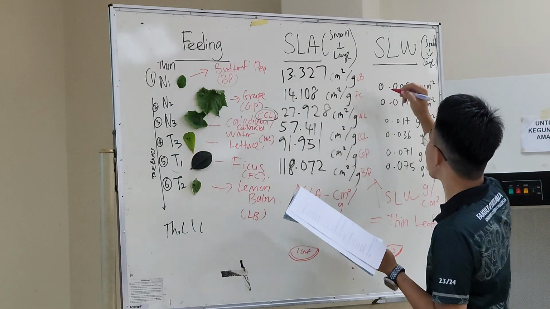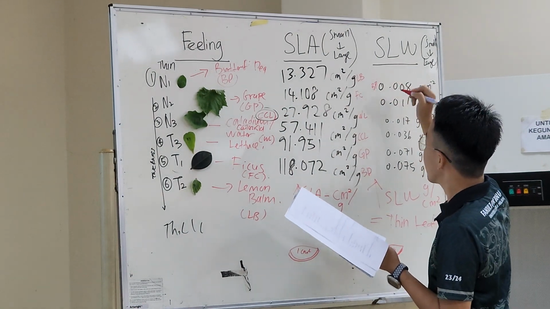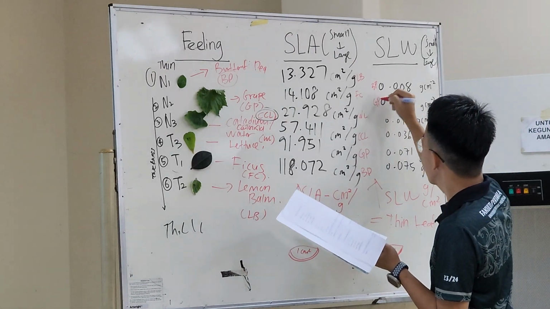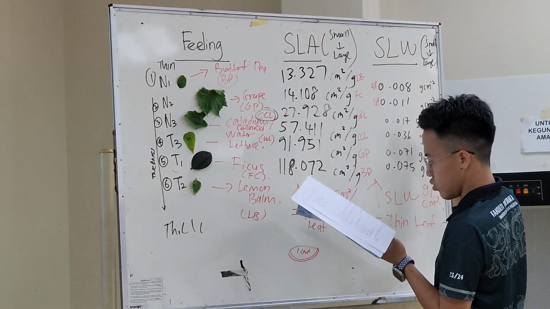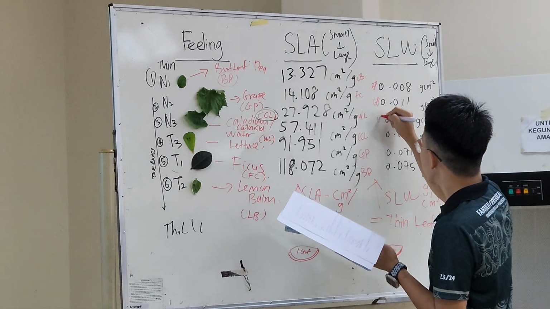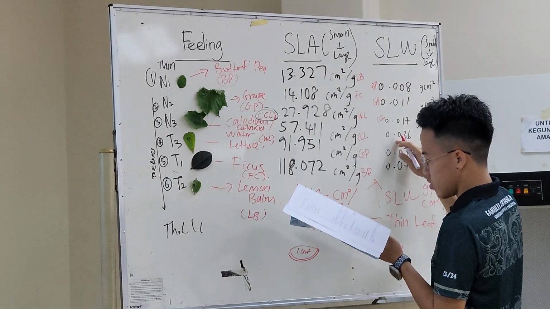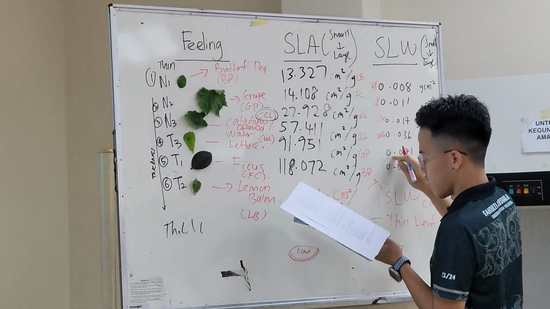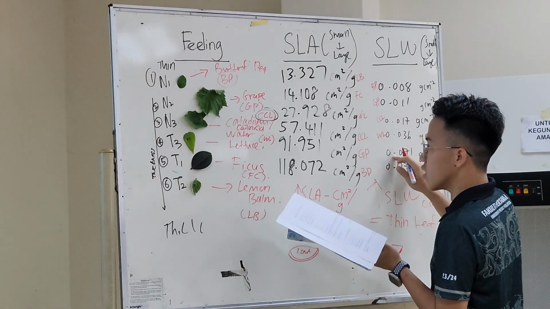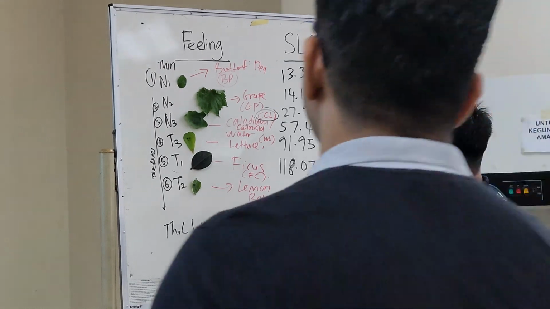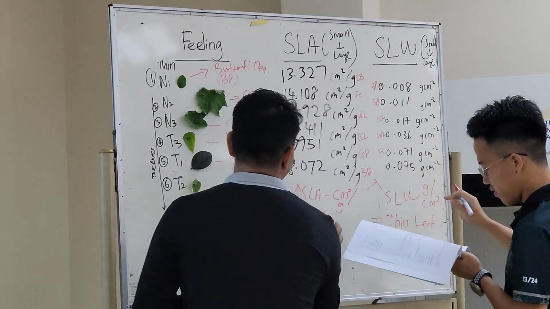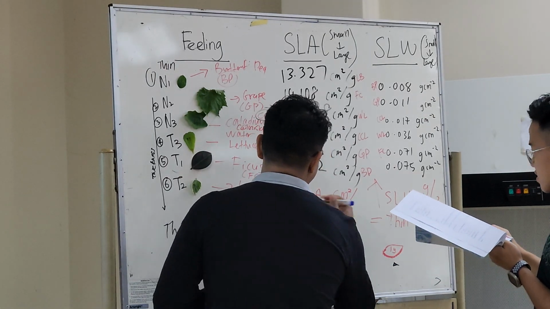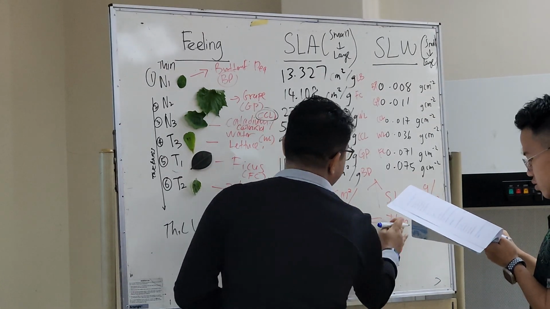Can someone help do the summary? Yes? Higher SLW is thicker, higher SLA is thinner. Say again? Higher SLA is thinner, while you wrote thicker. Oh, sorry. Terbalik. Thank you to your friend. Sorry.